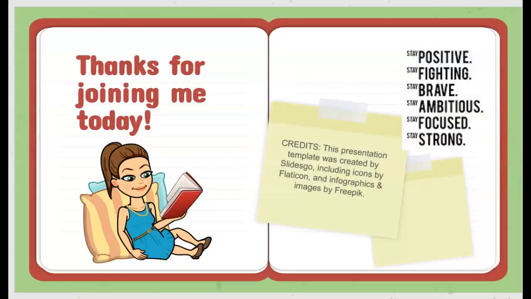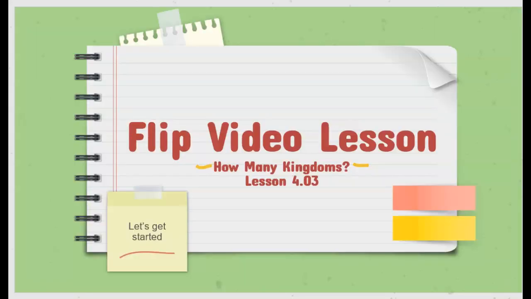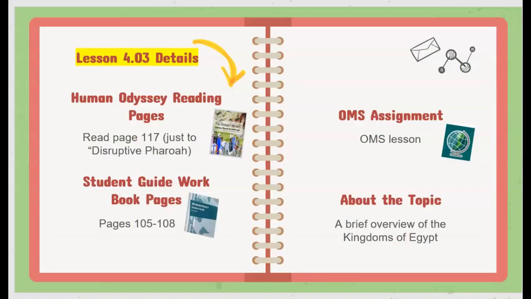And then we're actually not at our end because we do have part 2 to our lesson, How Many Kingdoms? This is part 2 of 4.03. Your Human Odyssey reading pages, you need to read page 117, just to the part that starts with disruptive pharaoh. So only read to that part, or you can read ahead if you would like, but for this lesson, that's all you need to read.